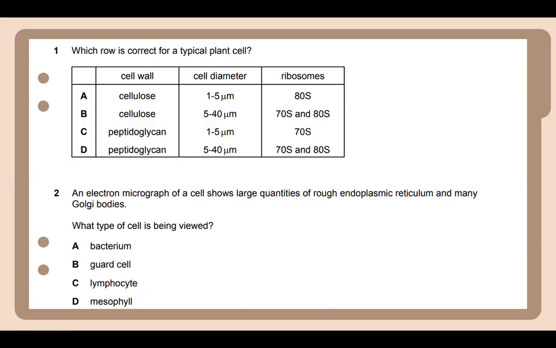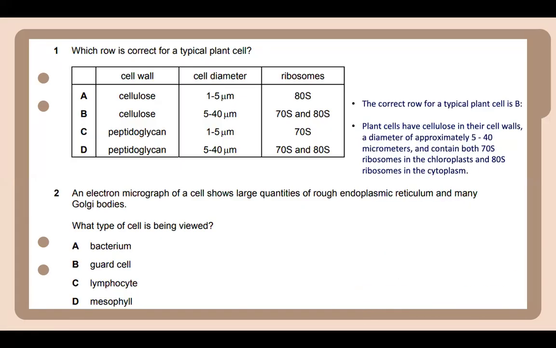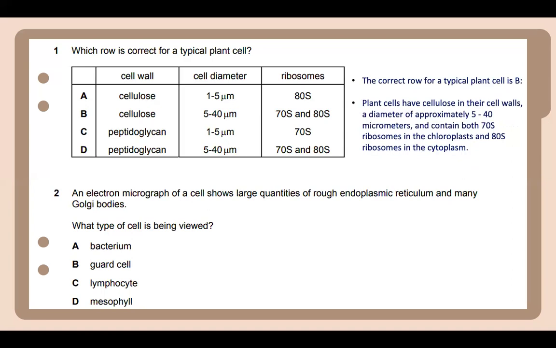Which row is correct for a typical plant cell? The correct row for a typical plant cell is B. Plant cells have cellulose in their cell wall, a diameter of approximately 5 to 40 micrometers, and contain both 70S ribosomes in the chloroplast and 80S ribosomes in the cytoplasm.